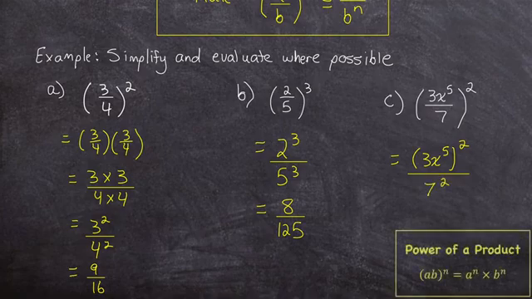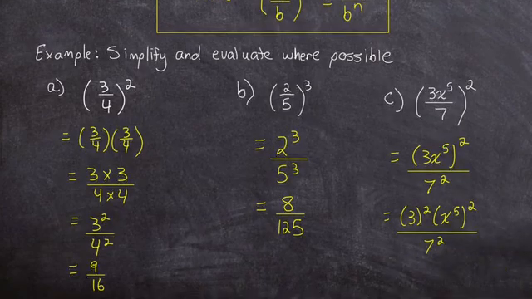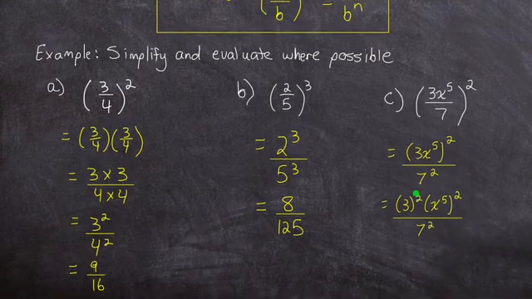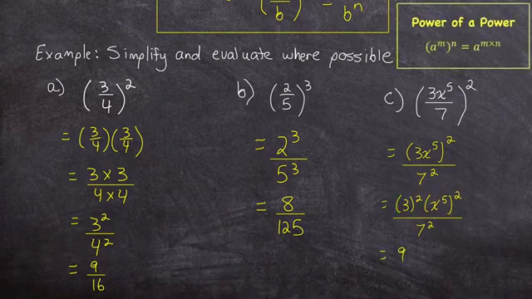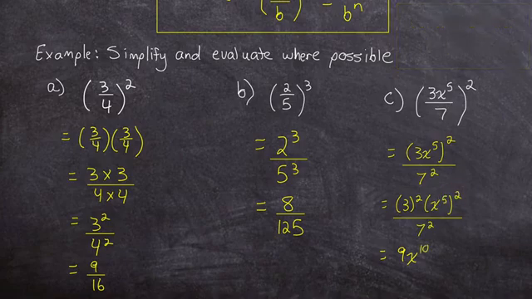And now I do my power of a product rule, where this exponent of 2 has to be applied as the exponent on both factors of the base. I have to put it as the exponent on the 3 and on the x to the 5. And then I'll make a bit of room so I can simplify these powers. 3 squared is 9. x to the 5 squared. For the power of a power rule, I keep the base of x, and then multiply the exponents together. 5 times 2 is 10. And that's being divided by 7 squared, which is 49.